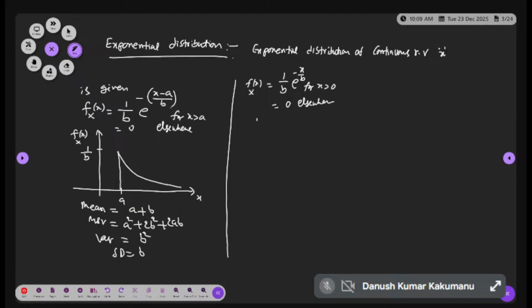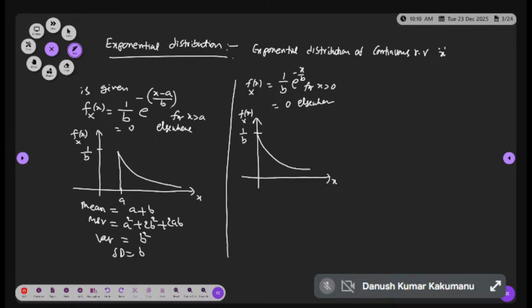How does this graph appear here? Exponentially decaying. So, exponentially decaying from where? From a. Now, where does the exponential decay start? 0. From this point only the exponential decay starts. All of you understanding? Yes. What is its amplitude here? 1 by b.